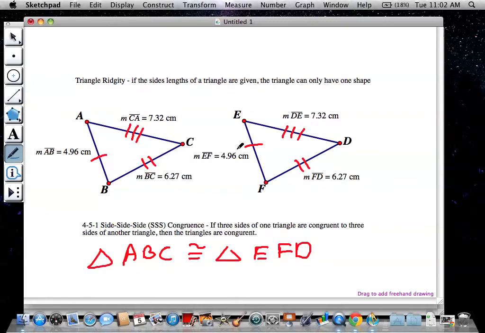All three sides don't have to be equal to each other, so it doesn't have to be 6, 6, 6, or 5, 5, 5. All it has to do is this length pairs up with this one, this length pairs up with this one, and this length pairs up with this one. So this postulate says if three sides of one triangle are congruent to three sides of another triangle, then the triangles are congruent. Okay, so that's the theorem here.